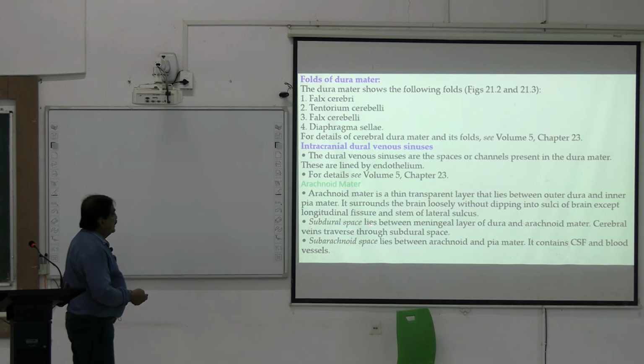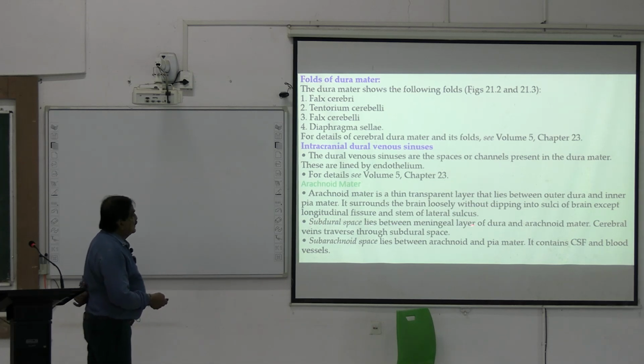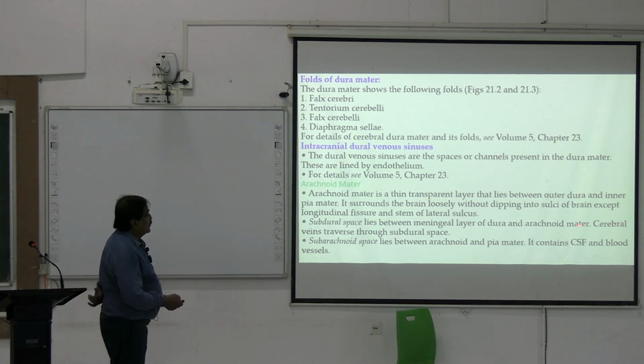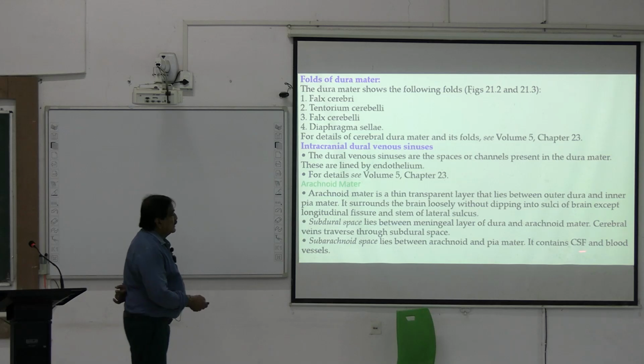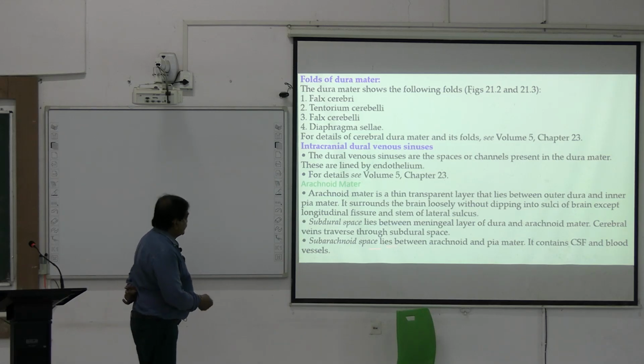Subdural space lies between the meningeal layer of the dura and arachnoid mater. Cerebral veins traverse through the subdural space. Subarachnoid space lies between the arachnoid and pia mater. It contains CSF and blood vessels.